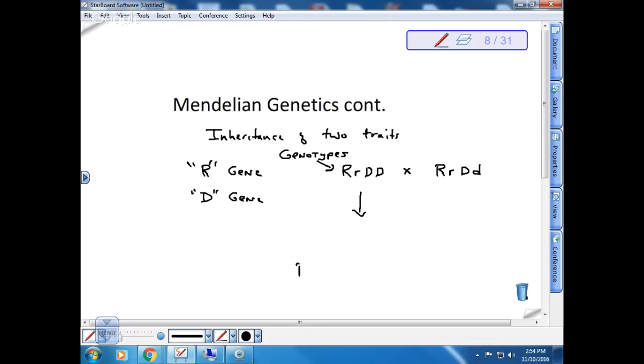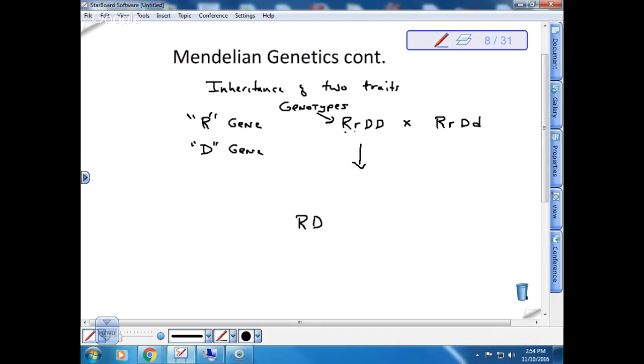So combinations, we could have a big R and we can have a big D, right? So you see that big R, big D. That could be one possible combination. The other possible combination is we could have little r and little d. Okay, so those are my gametes.